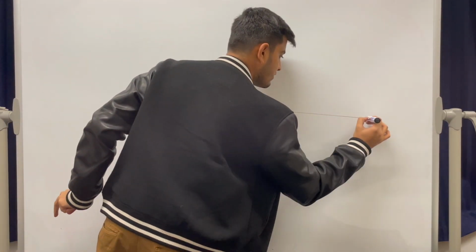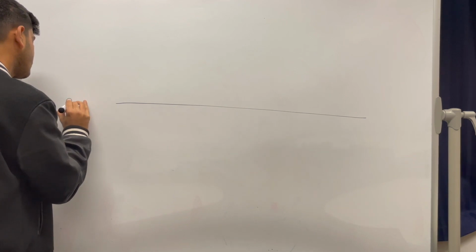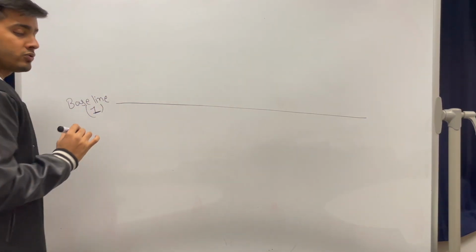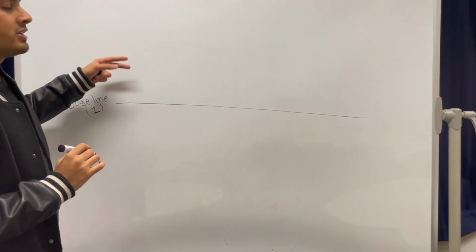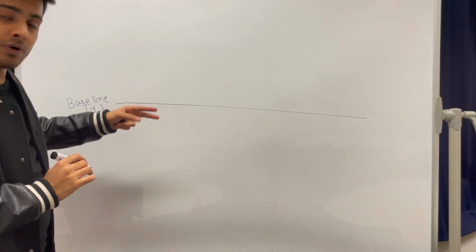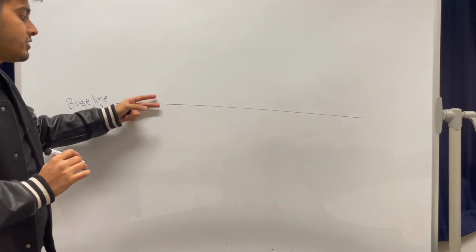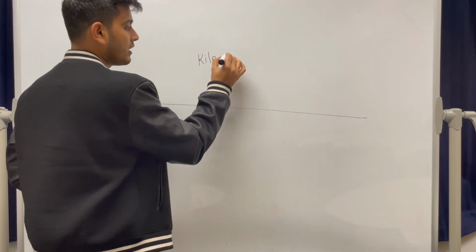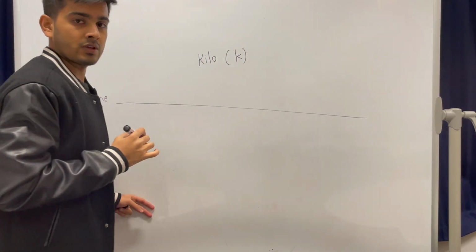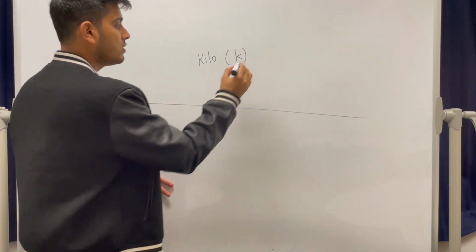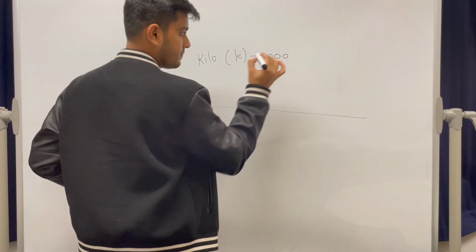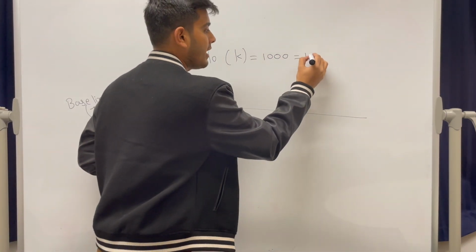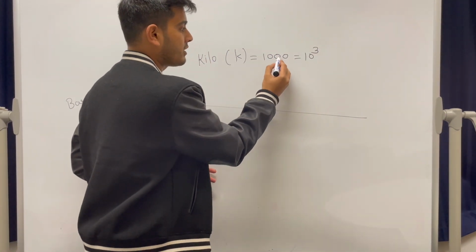So first of all, we have this baseline. Baseline means the value is 1. Above 1, these are the larger quantities. Below 1, these are the smaller quantities. A larger quantity is, for example, kilo. Symbol is K. And what is the value of kilo? It's 1000. And in the standard form, 1000 can be written as 10 power 3. Why 3? Because there are 3 zeros.